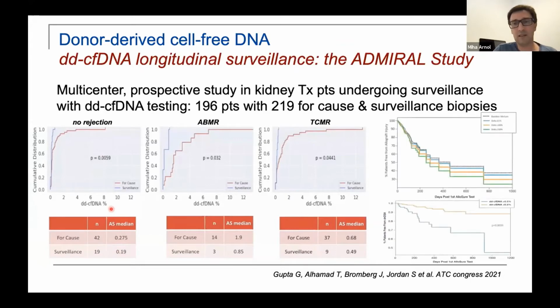And similarly to the previous RADAR study, greater variation, and specifically an increase in these donor-derived cell-free DNA levels over time, are associated with greater risk for follow-up allograft injury, and greater levels of this donor-derived cell-free DNA also appeared to predict de novo DSA formation and then follow-up antibody-mediated rejection.